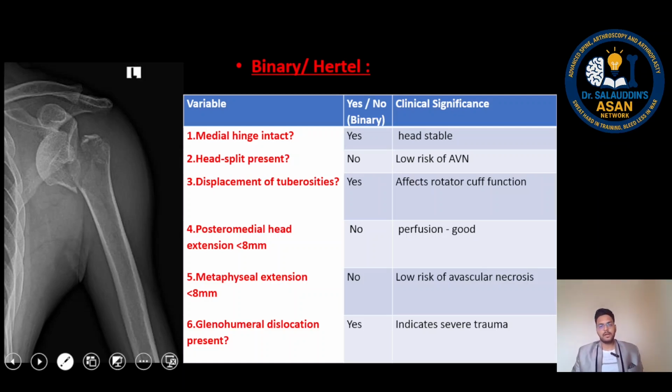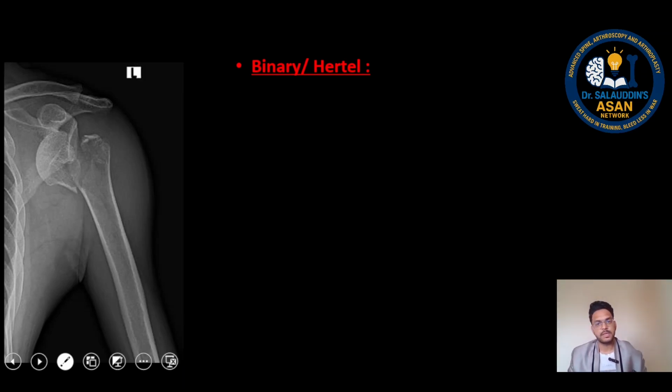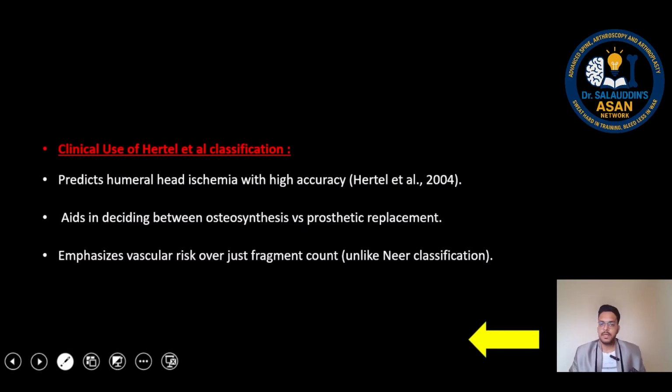So the binary classification is useful in the clinical settings because it predicts the humeral head ischemia or the avascular necrosis criteria with high accuracy. It aids in deciding whether we have to do an osteosynthesis for the proximal humerus fracture or we have to do a prosthetic replacement by using this criteria. It emphasizes the vascular risk over just a fragment count, unlike Neer's classification. Neer's only gives the number of fragment counts, okay, but here he talks about the medial hinge and avascular necrosis criteria is predicted.